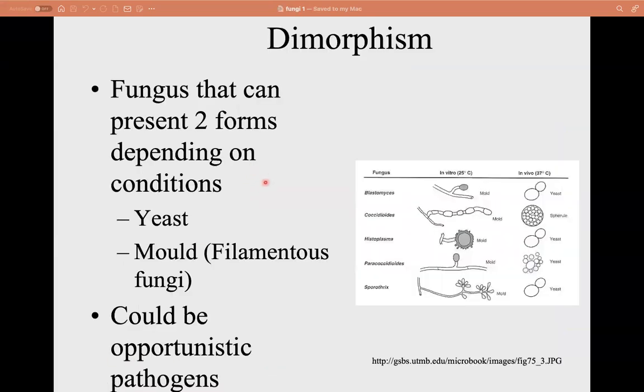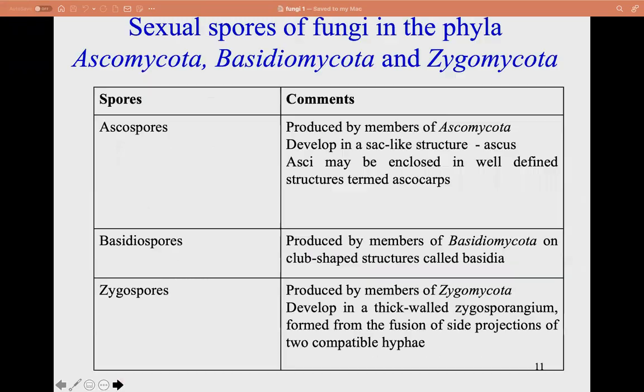Dimorphism is also characteristic of some fungal organisms, wherein the fungus can be present in two forms depending on the conditions. When subjected to 37 degrees Celsius, or in animal tissue, it can be yeast. When subjected to a lower temperature like 25 degrees Celsius, it can be mold, which is known as the filamentous fungi. And they could also be opportunistic pathogens.